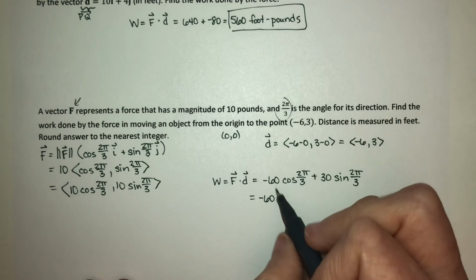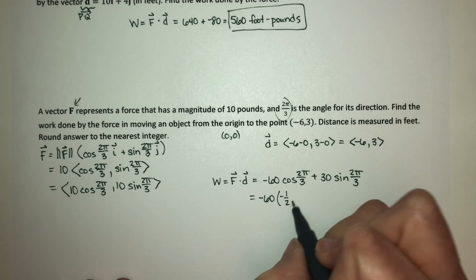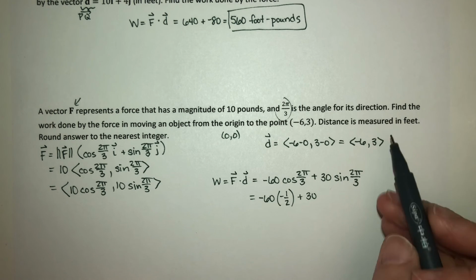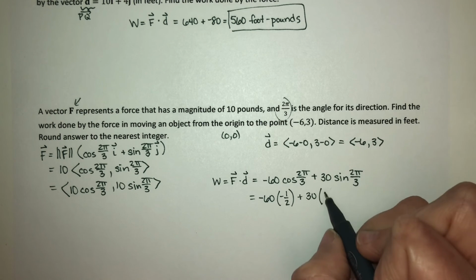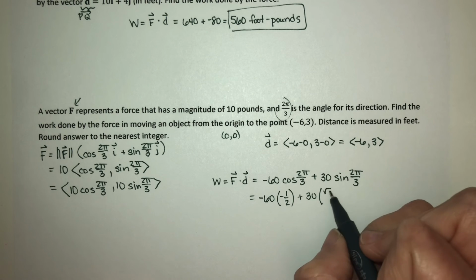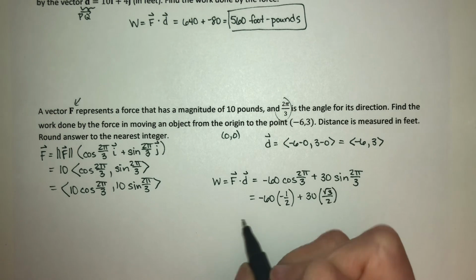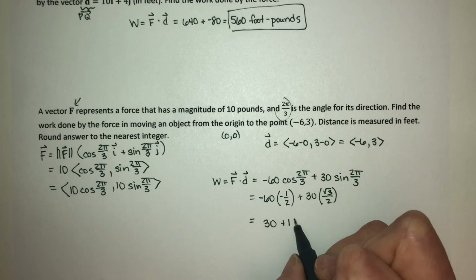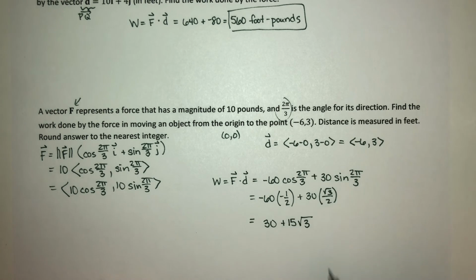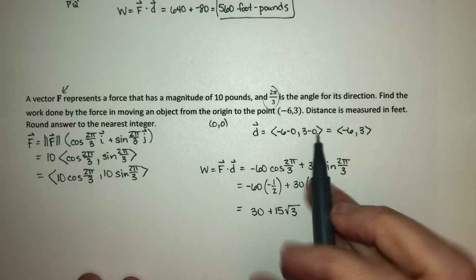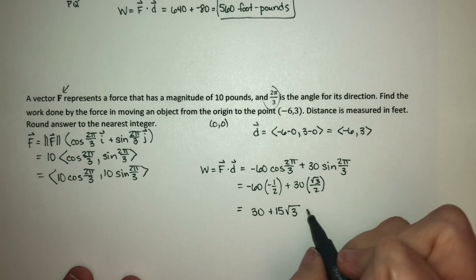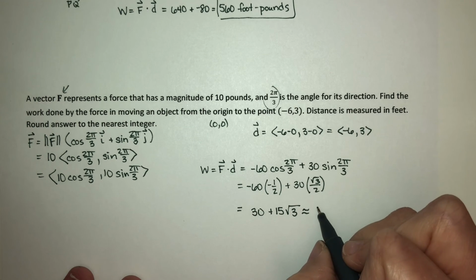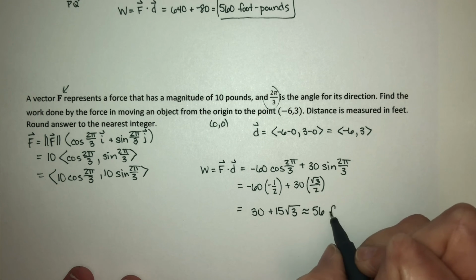Cosine of 2 pi over 3 is -1/2. Sine of 2 pi over 3 is the square root of 3 over 2. So this is exactly 30 plus 15 square roots of 3. And they want us to round this to the nearest integer, so if you go to your calculator and plug it in, your decimal approximation is going to be 56 foot-pounds.